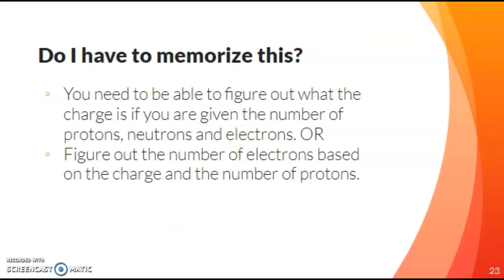Now, I want to put you at ease. You're not going to have to memorize these things. Later on in the year, you'll get really good with it, and you'll just know what some of their charges are, and we'll teach you a couple of tricks on how the periodic table has some of these ions grouped together. But basically, all you need to know is, can you figure out what the charge is if I give you the number of protons, neutrons, and electrons? Or, if I give you the charge and the number of protons, can you figure out how many electrons that ion must have? If you can do those things, then you have mastered the main ideas of this lecture.